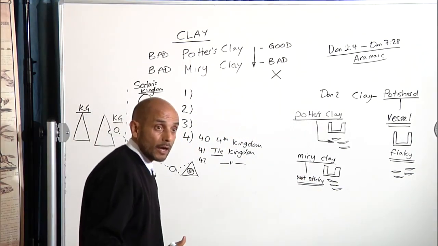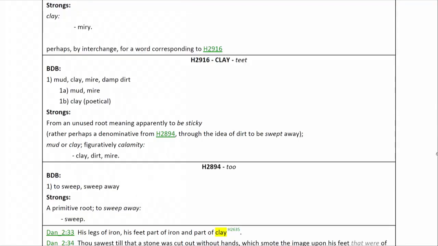But let me just finish this point and I'll take some questions in a minute. The same definition that you give from Strong, I think mine gives it a little bit better explanation to the point that you want to go. It says to be sticky through the idea of dirt to be swept away. So you need to go down one more level for that. We're at H2916, and at H2916 it's sticky. Then in parentheses it says, rather perhaps a denominative from H2894.